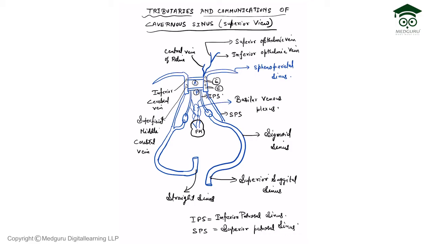Emissary vein, and anterior and posterior, A and P, is intercavernous sinus. Also we are seeing the other venous communications like basilar venous plexus, and IPS and SPS, that is inferior petrosal sinus and superior petrosal sinus, forming communication of cavernous sinus with internal jugular vein and transverse sinus. So these are important tributaries and communications which you have to make in the diagram when a long question comes in the examination. If cavernous sinus is given for a long question, you have to make the tributaries and communication along with the relations.